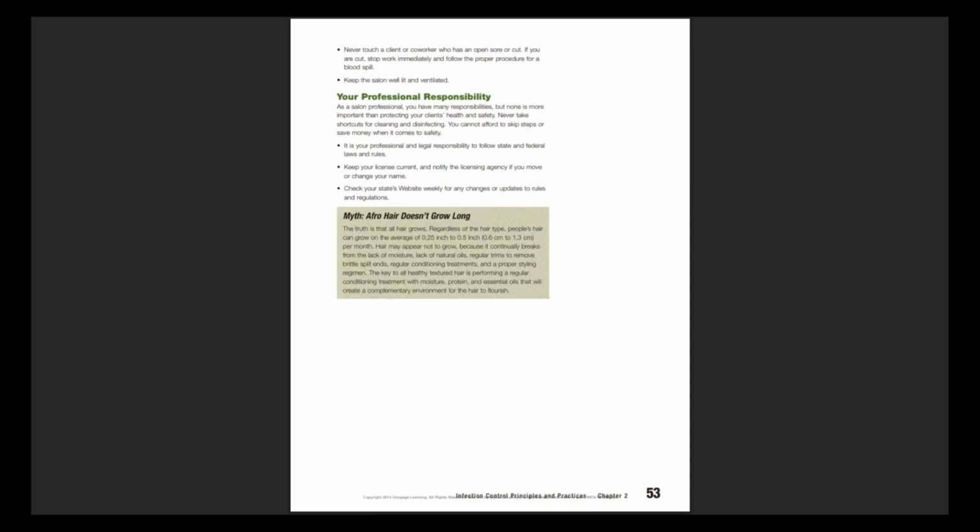Your professional responsibility. As a salon professional, you have many responsibilities, but none is more important than protecting your client's health and safety. Never take shortcuts for cleaning and disinfecting. You cannot afford to skip steps or save money when it comes to safety. It is your professional and legal responsibility to follow state and federal laws and rules. Keep your license current and notify the licensing agency if you move or change your name. Check your state's website weekly for any changes or updates to rules and regulations.